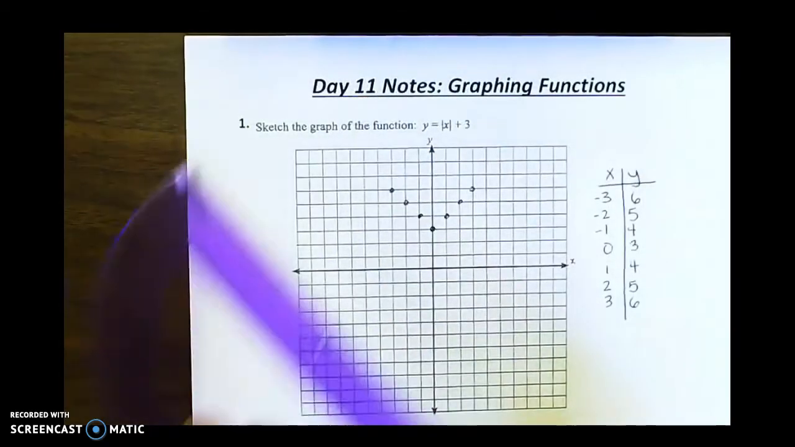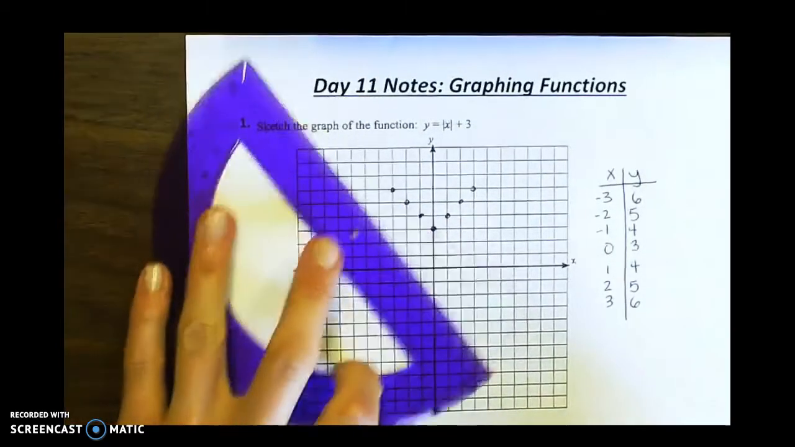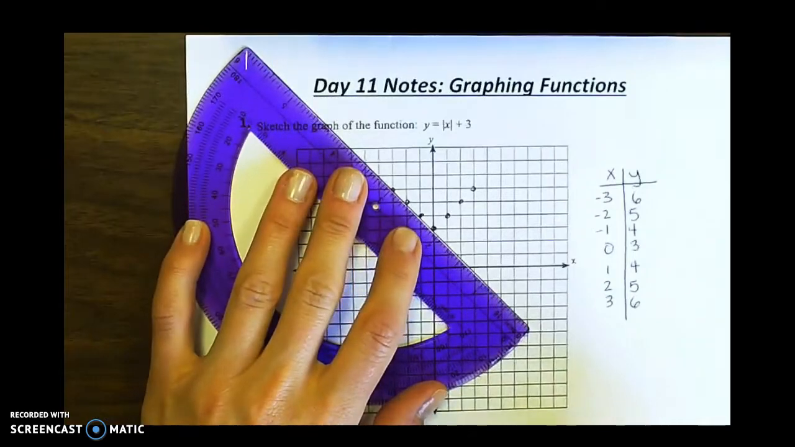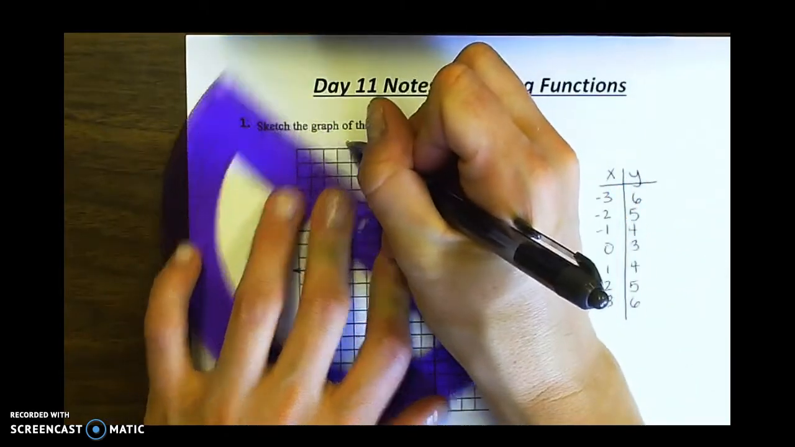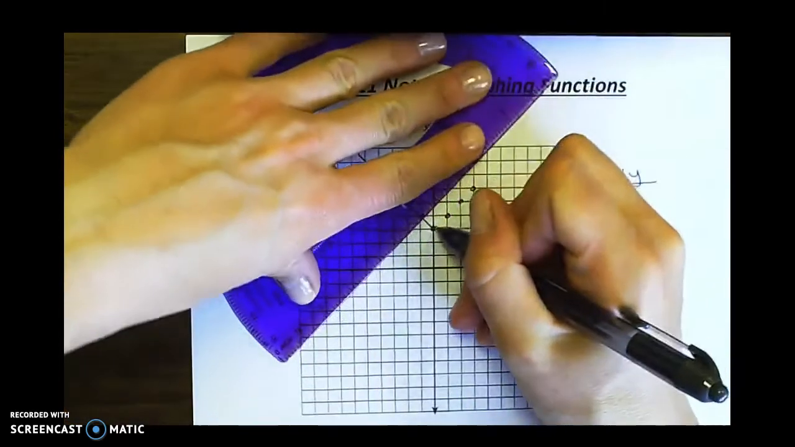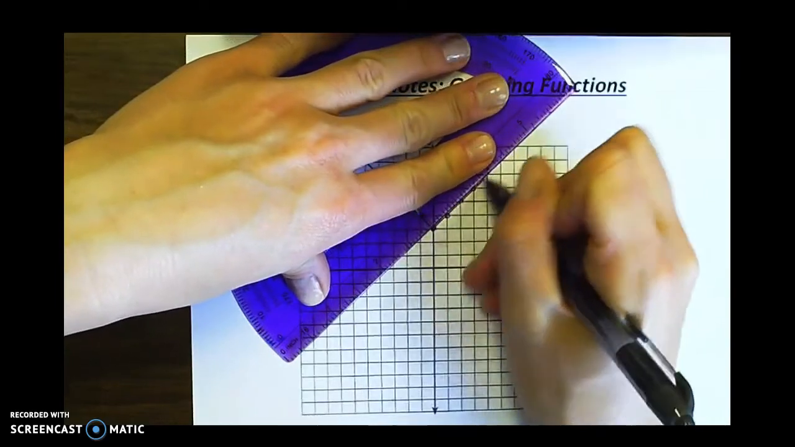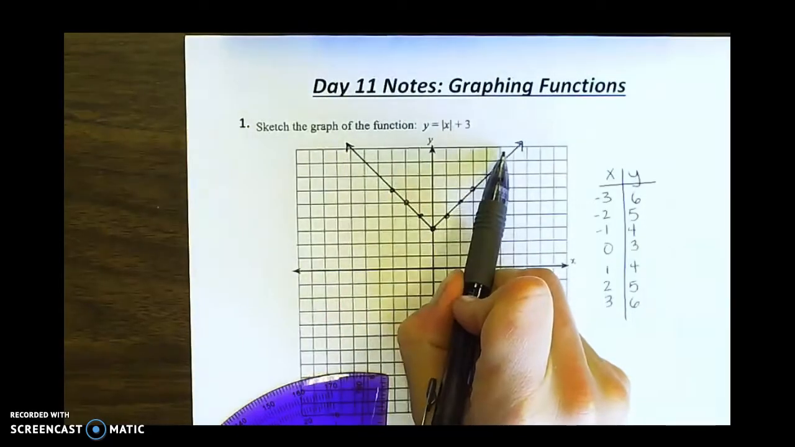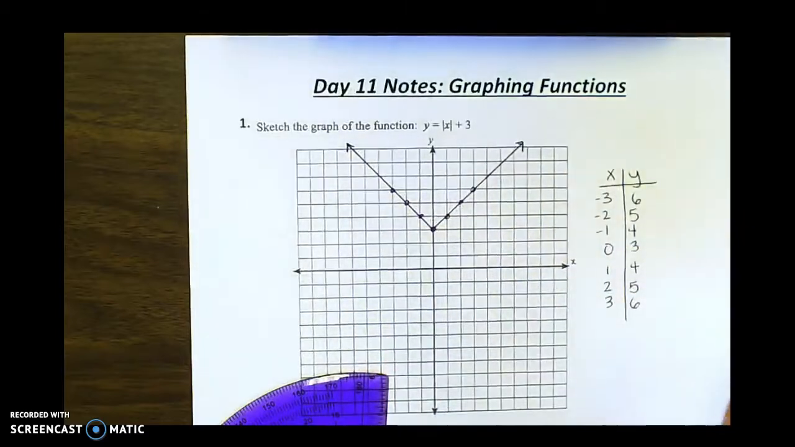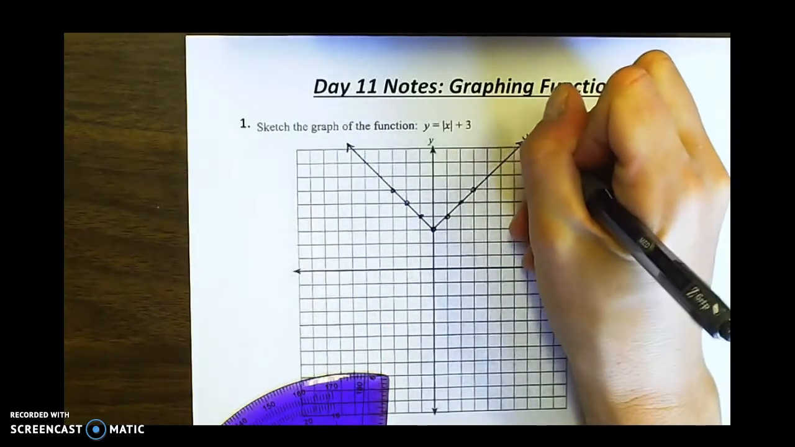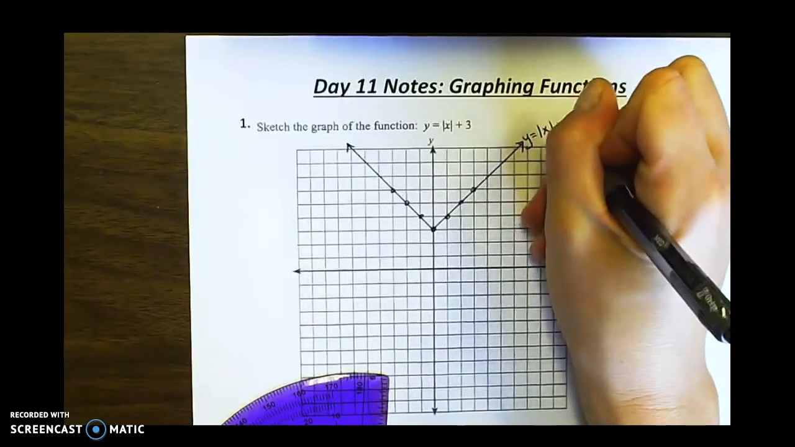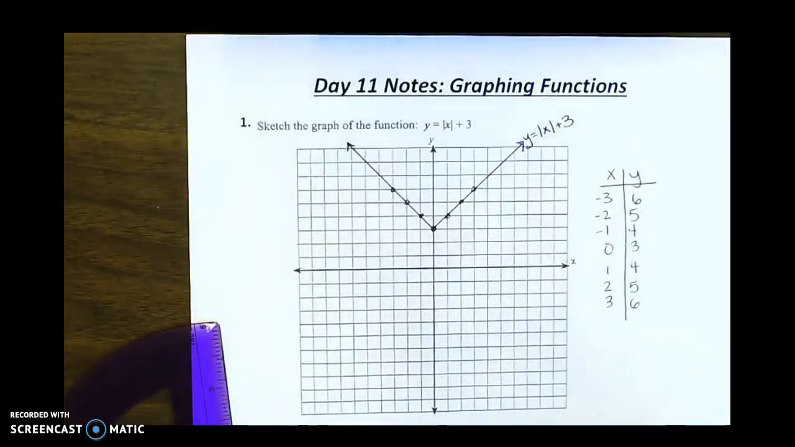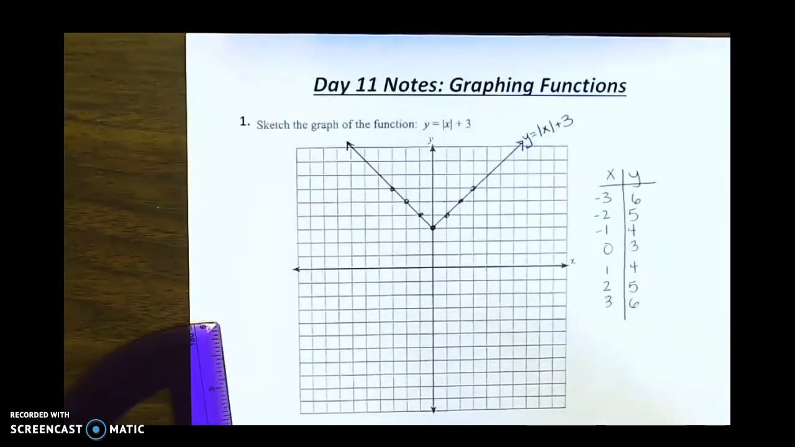All right, and then we use our ruler, and we're going to connect them with a nice straight line. Now we want to make sure that we remember our graphing etiquette, so we have arrows because we know that these are functions, they go on forever. And then we want to make sure that we label at one of the arrows. And we've got it. This is our absolute value function.